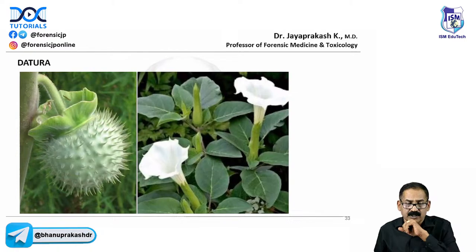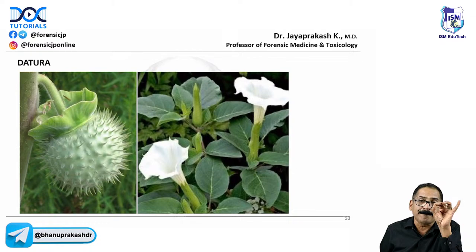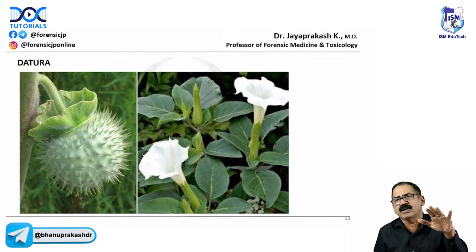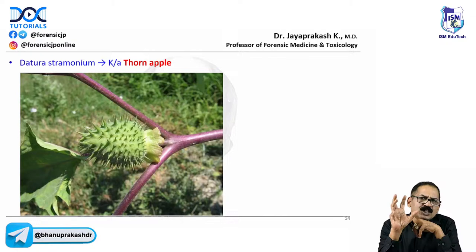Now, commit to the Datura. Datura, a delirium poison. Active principles are hyoscine, hyoscyamine and traces of atropine. Atropine, hyoscine, hyoscyamine, all, as I told, opposite to organophosphorus. Datura stramonium is known as thorn apple because there are multiple thorns.